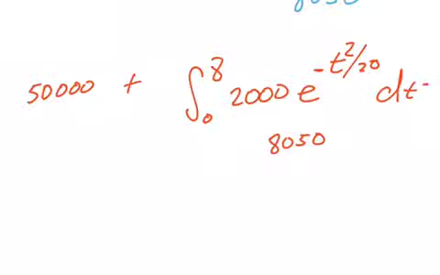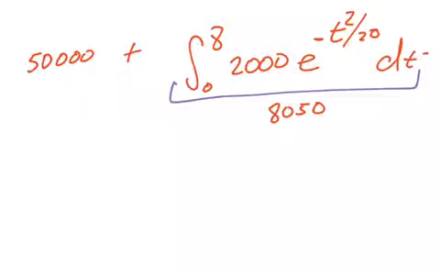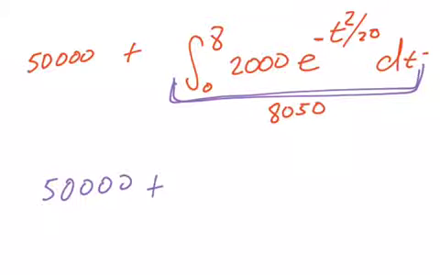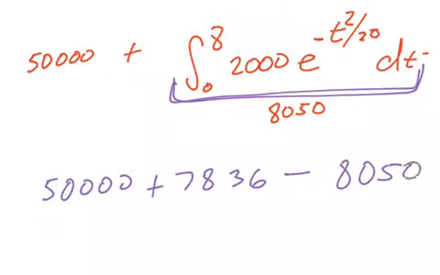Now keep in mind, you are allowed to use a calculator, so we can type this into the calculator. I'll make a video of how to type that in the calculator in a future video. But if we solve this now, we end up getting 50,000 plus this integration right here, which is roughly 7,836, minus 8,050. So if we solve that, we get 49,786. Right? And that's our answer.